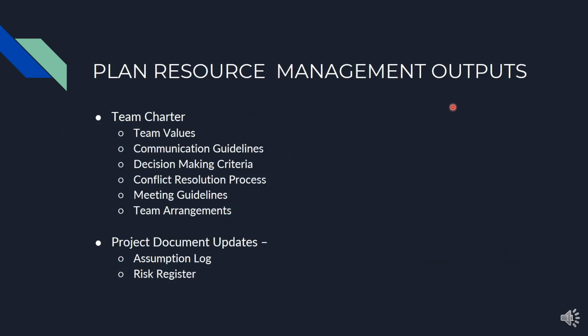The other outputs for plan resource management are team charter and project document updates. The team charter includes the values for team management, the guidelines for communicating internally and externally with the stakeholders, the decision making criteria, how we will resolve conflicts within the team and with the client, the meeting guidelines, and how we will arrange the team. The project document updates are the assumption log and resource register.